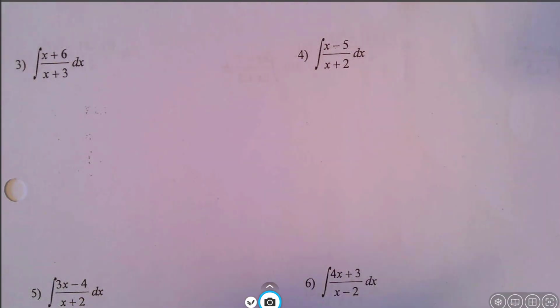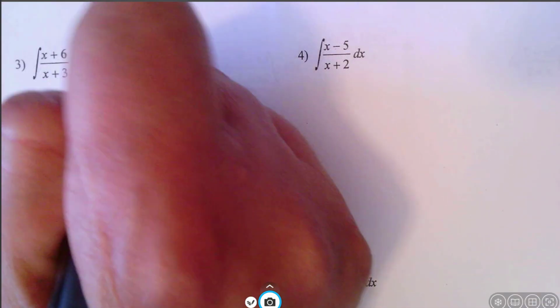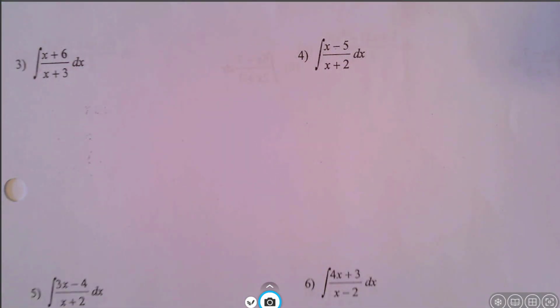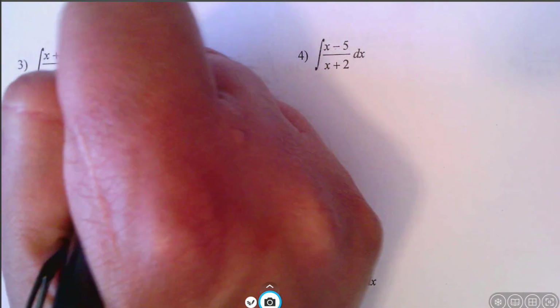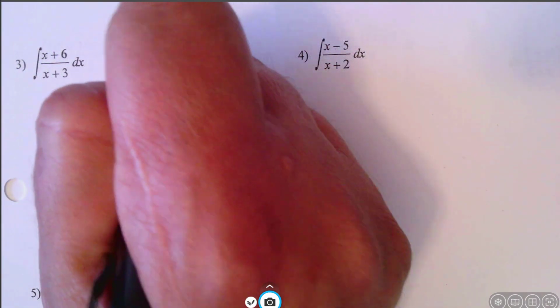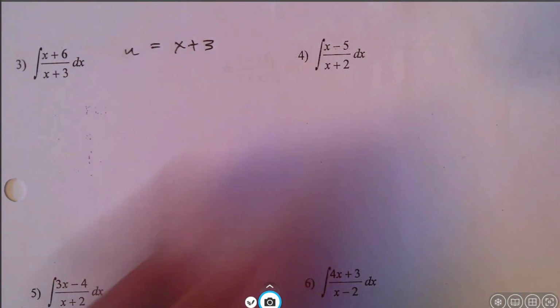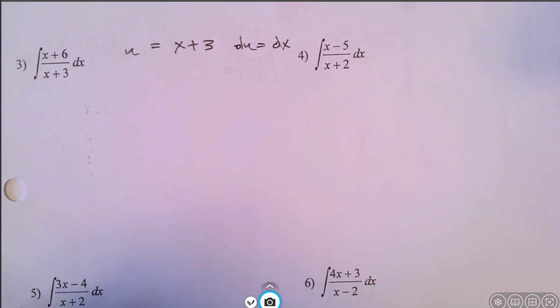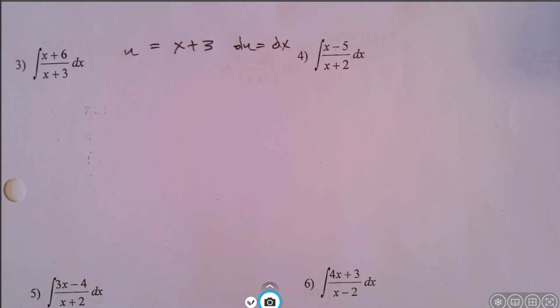Again, we're going to start with some u substitution. This one's a little bit different. What do you think we want u to be? Well, again, it's going to be the bottom. So we're going to say u is equal to x plus 3. And as you find u, also find du. du here is simply the same as dx. So where we have the dx, we're going to have to replace that with a du.